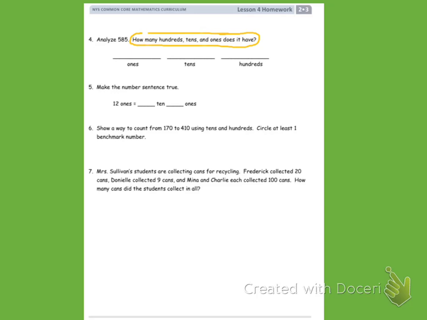Looking at the problem, you can see some lines below. They are labeled ones, tens, and hundreds. Unfortunately, they are labeled in the wrong order. Students should use a place value chart in order to help them analyze the number 585. Drawing this out is very beneficial, and then labeling the columns in the correct order. First we have the ones column, then we have the tens column, then we have the hundreds column.